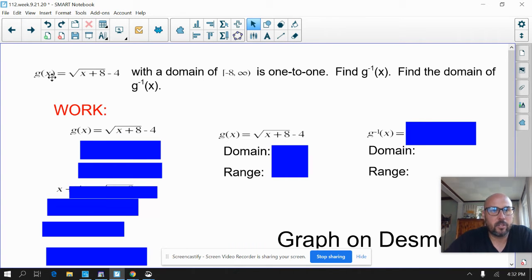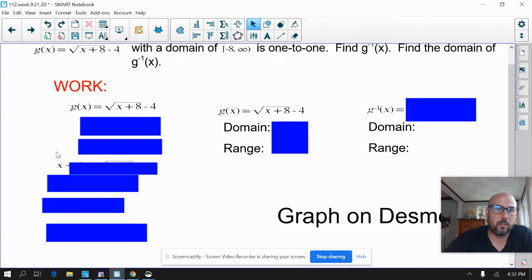So here we have a function g with a domain of -8 to infinity. We knew that already because it's a square root function and you can't take the square root of negatives. So all the x values have to be -8 or greater. And we're told that g is one-to-one. That means it has an inverse. And we find the inverse and also find its domain.